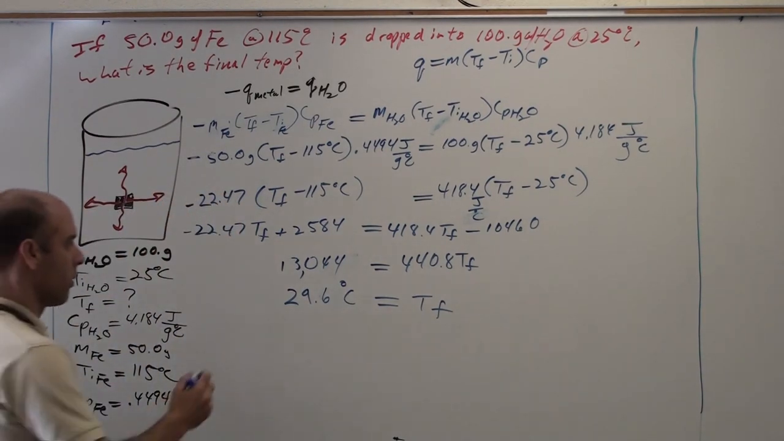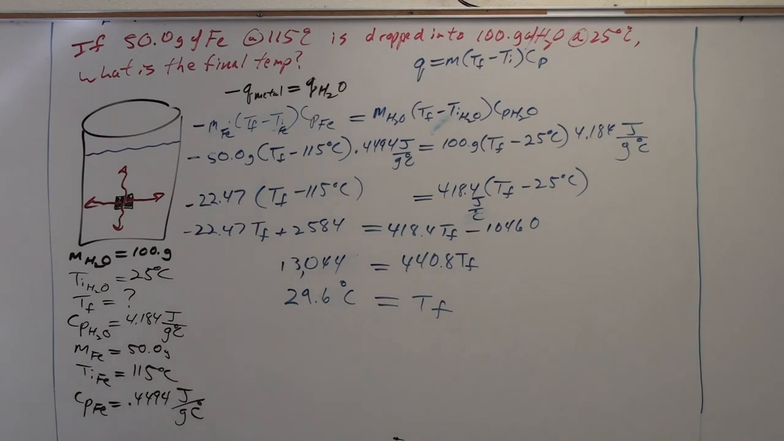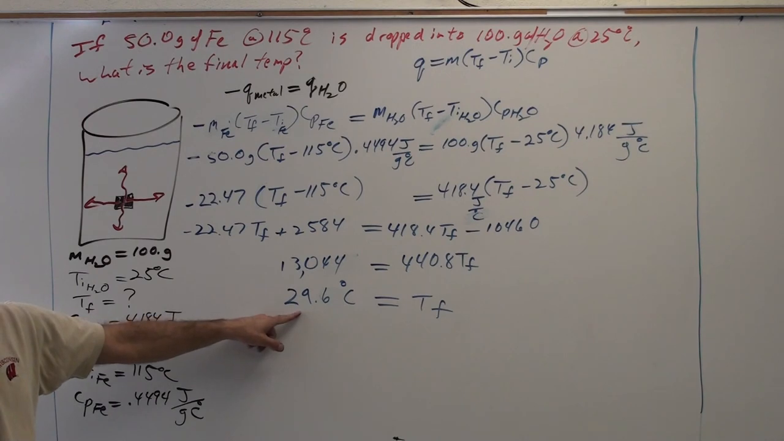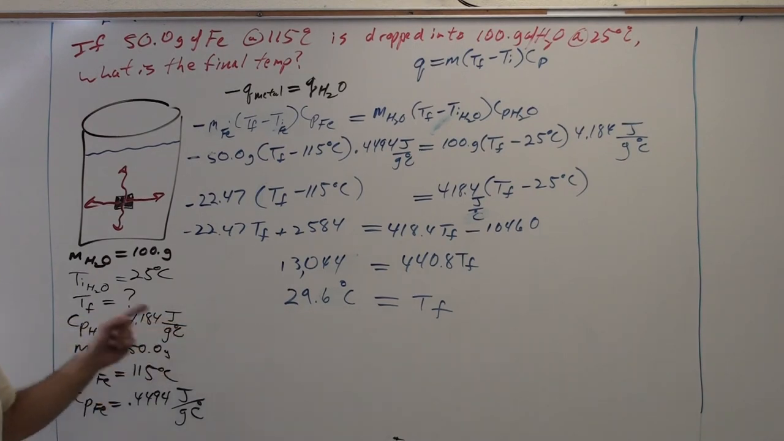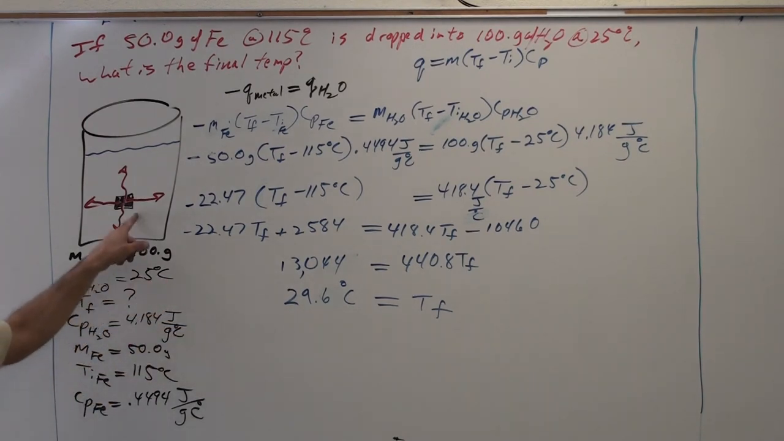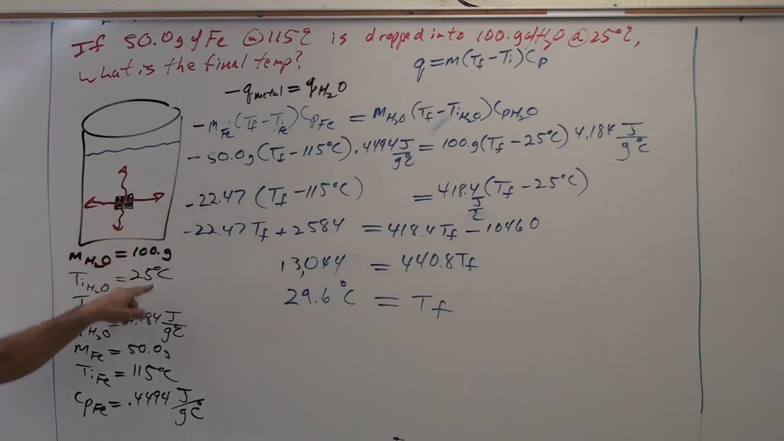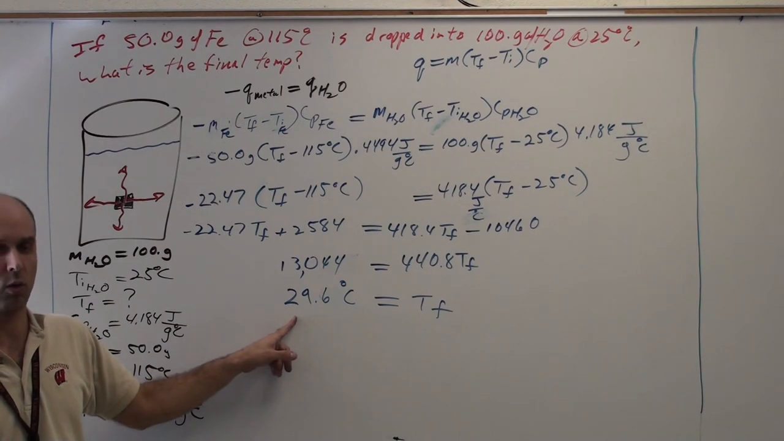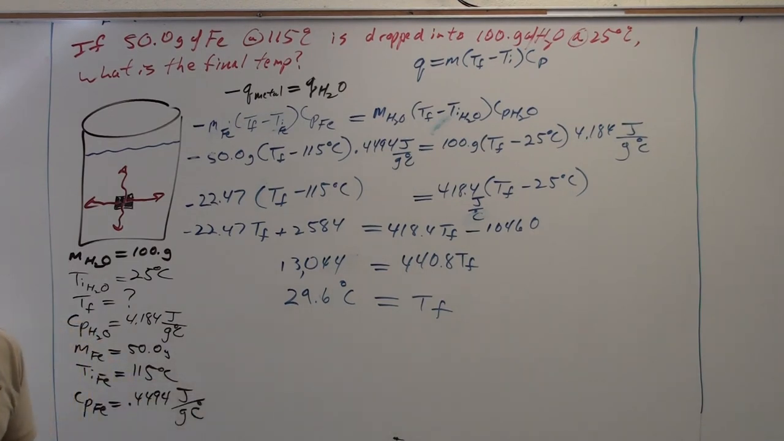So then we double check to make sure our answer makes sense. The temperature of the metal should have gone down. The initial was 115, now the final is 29. Did the temperature of the metal go down? Yes, it did. Check with the temperature of the water. The temperature of the water should have gone up. It started at 25, it finished at 29.6. Did it go up? Yes, it did. So we have done the problem correctly.